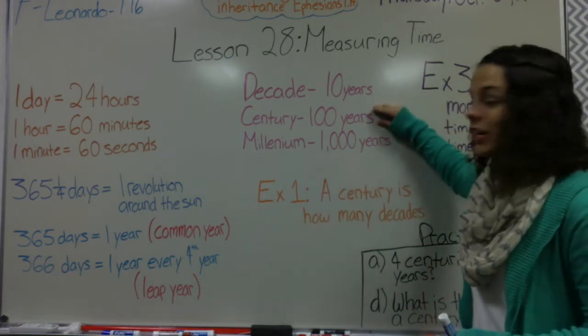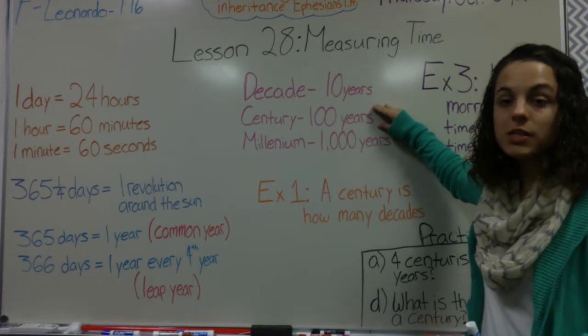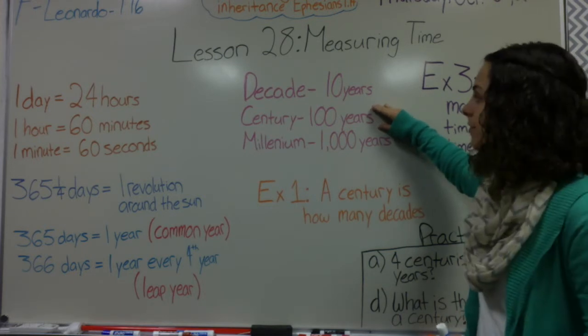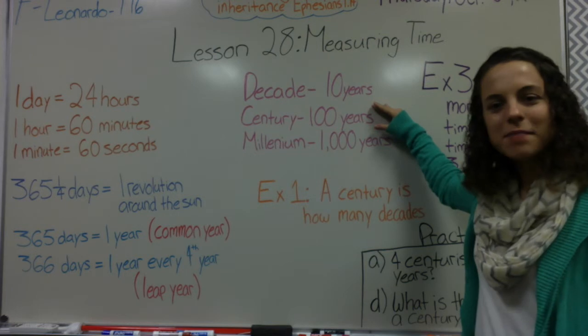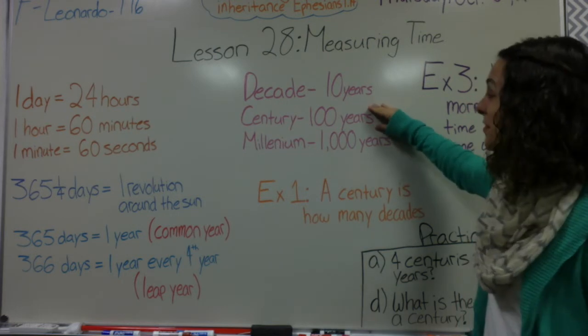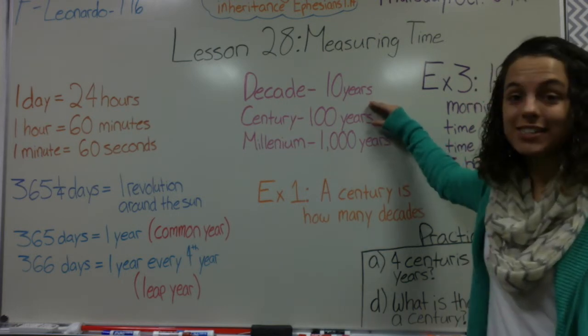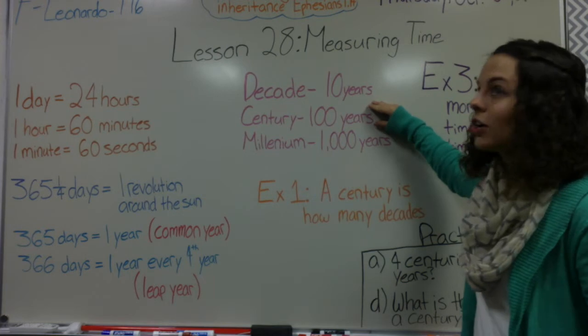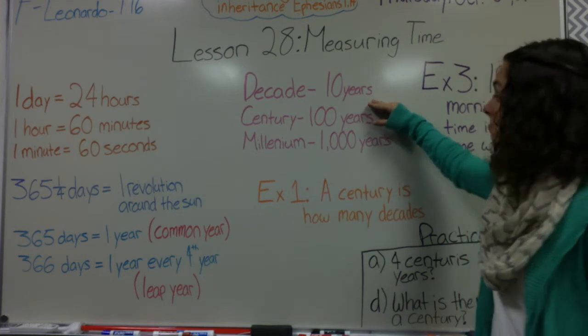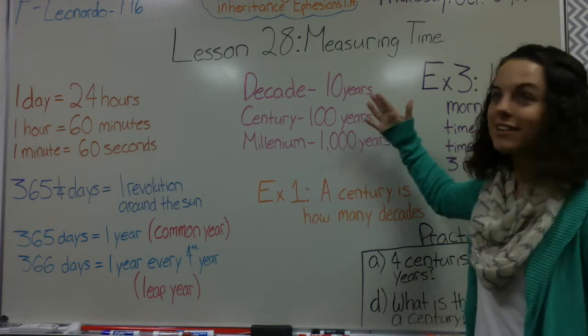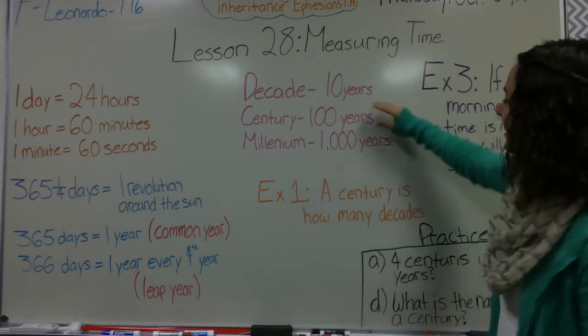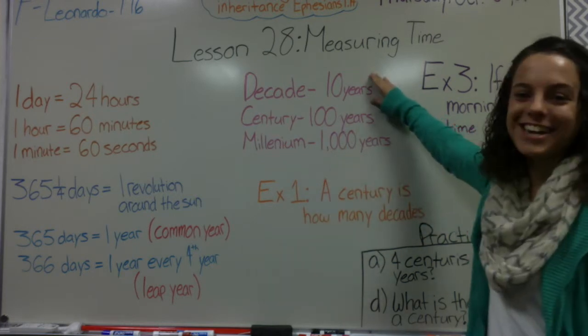A century is a 100-year time span. So a lot of you will probably be alive. Maybe some of you will be alive to see the next century, to see the year 2100. I probably won't be. Actually, I won't be, because that would be 110 years old. And a decade is worth 10 years.